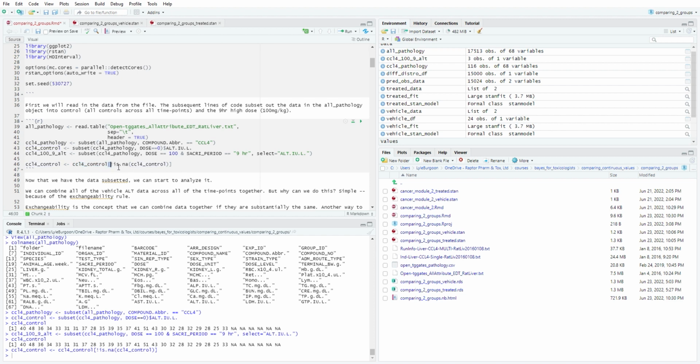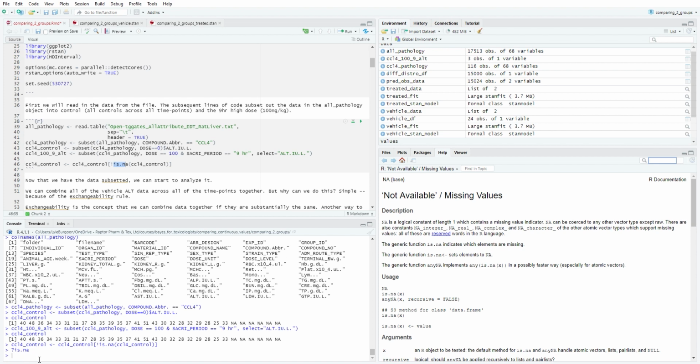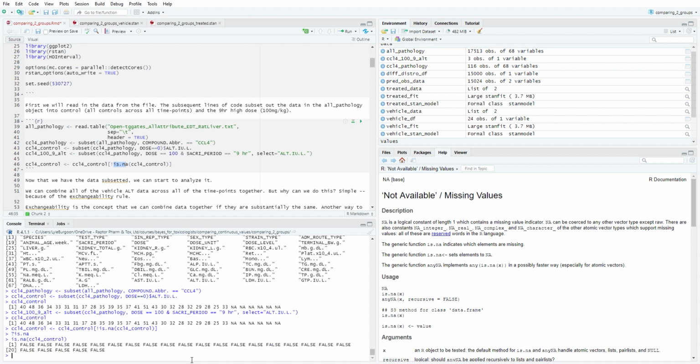So anytime I have vectors, I can use these square brackets. I'm going to do something really magical. isNA is another function built into R. isNA is really cool. I'm going to type is.na, and that brings up the help file for isNA. What isNA does is it returns true anytime something is NA. So isNA on CCl4 control, and you can see false, false, false, false, and it tells me everything's false.